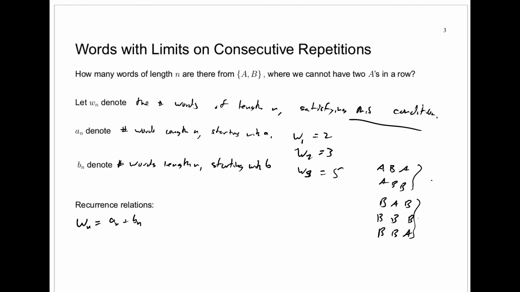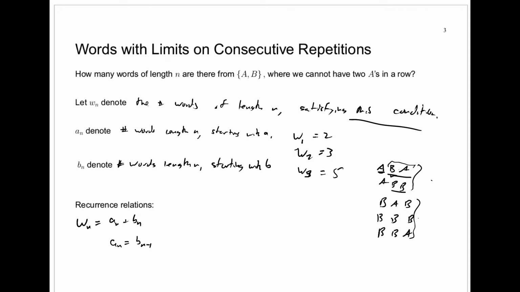But notice that if a word starts with an A, the next letter has to be a B. So how many words are there of length 3 that start with an A? It's the same as the number of words of length 2 that start with a B. And in general, we can say that A sub n is just B sub n minus 1, because every word that starts with an A of whatever length, say length n, a B follows, and we could just count words of length n minus 1 that start with a B, and we'll get the same thing. So A sub n is just the same as B sub n minus 1.